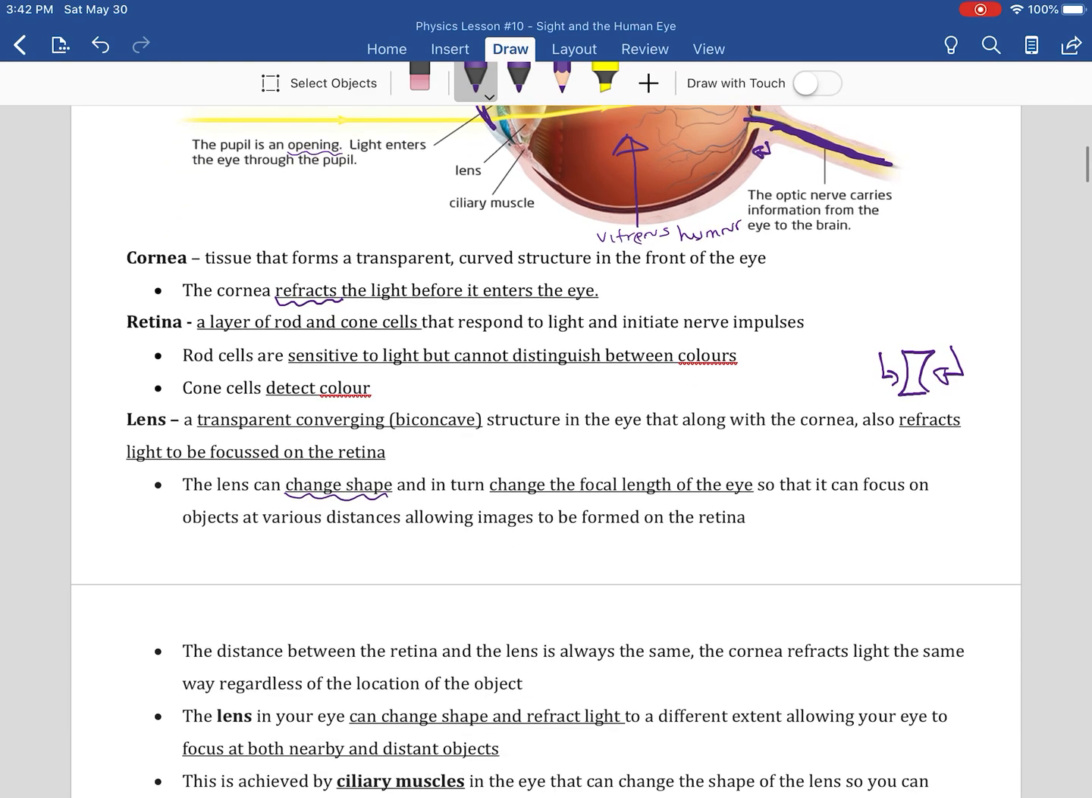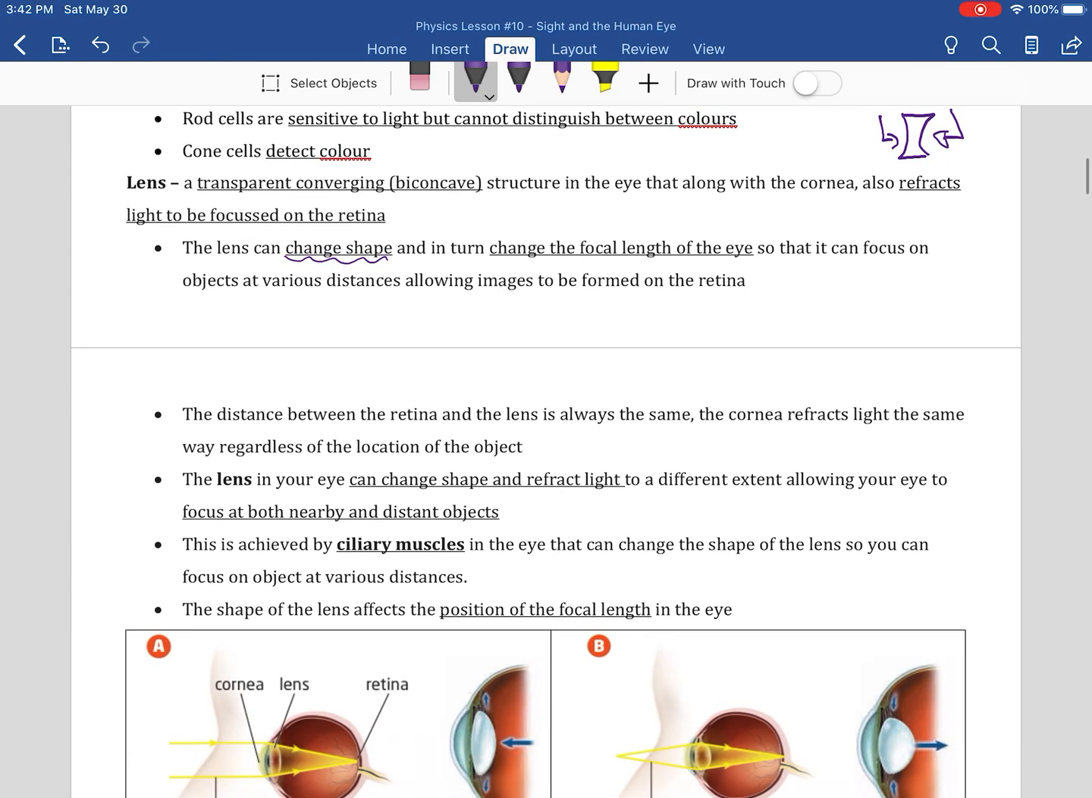All right? Okay. So the distance between the retina and the lens is always the same. The cornea refracts light the same way regardless of the location of the object. It's the lens that can change shape. I think I already said that, right? So the lens can move around and change shape. So maybe it's less of a concave, and then it can turn into a convex. And what ends up happening is that it can elongate the focal length or shorten the focal length. Okay? And the way that the lens changes its shape is through these muscles in the eye.